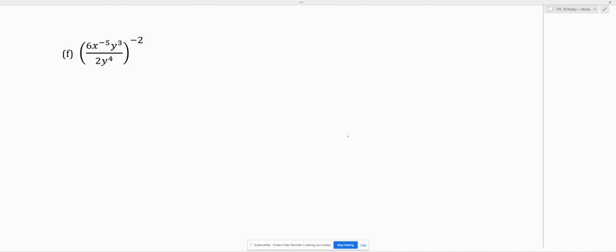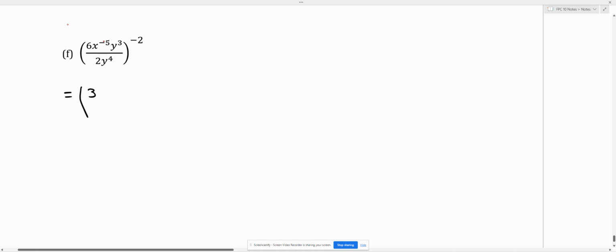Finally, let's deal with this one. We're going to simplify inside our brackets first. Make our numbers a little more easy. So first, 6 divided by 2 is going to give me a 3. Okay, that divides nicely. This x to the negative 5, I'm going to move down to the bottom.